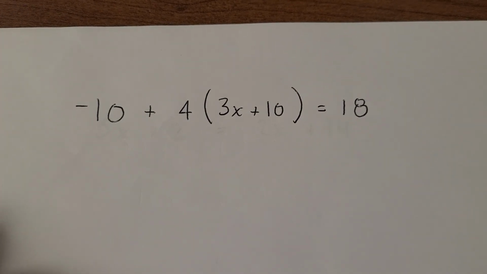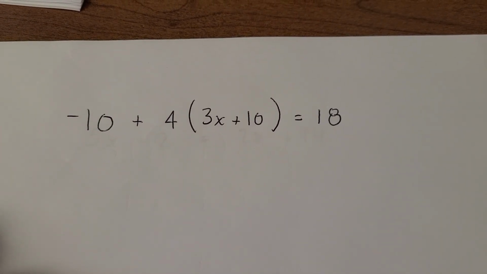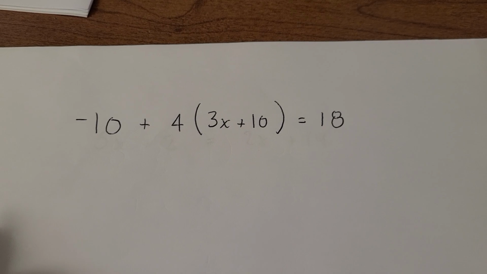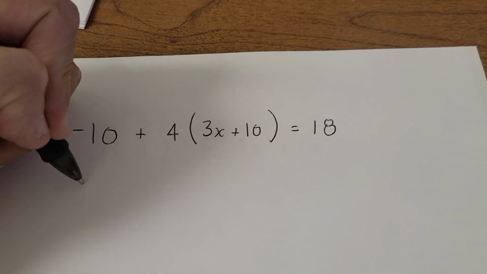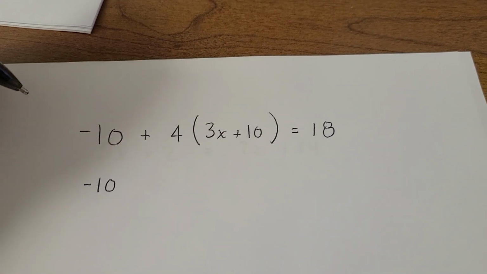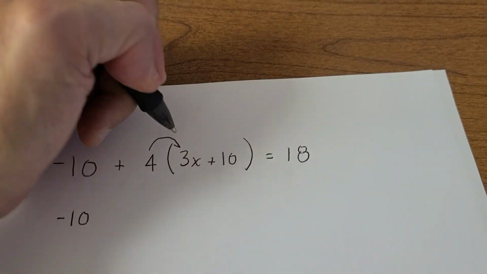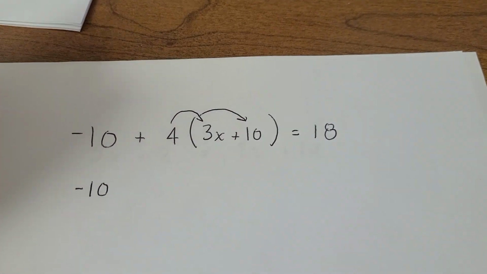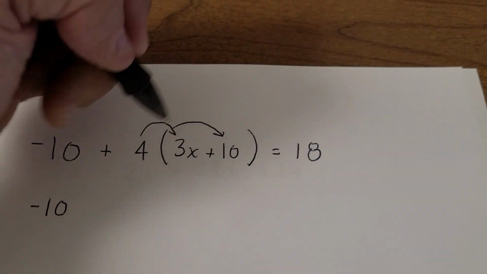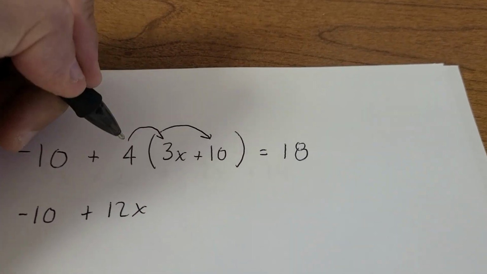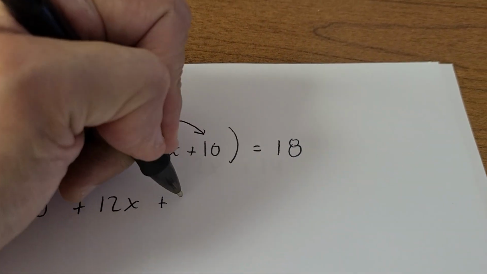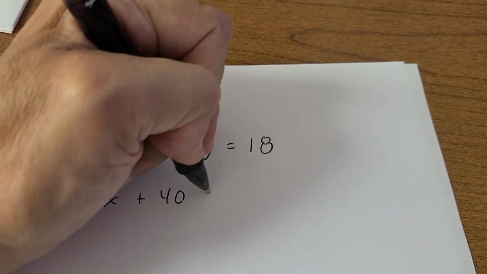Let's do one more. I like this one because this is distributive property and combining like terms. So what I'm going to have here, I want to solve for x. I'm going to take the -10. I'm just going to drop it down. I don't need it right now. I'm going to go ahead and distribute the 4 here and here. That means everything inside gets multiplied by 4. 4 times 3 is 12, so plus 12x. And then 4 times 10 is 40, so plus 40. And all that equals 18.